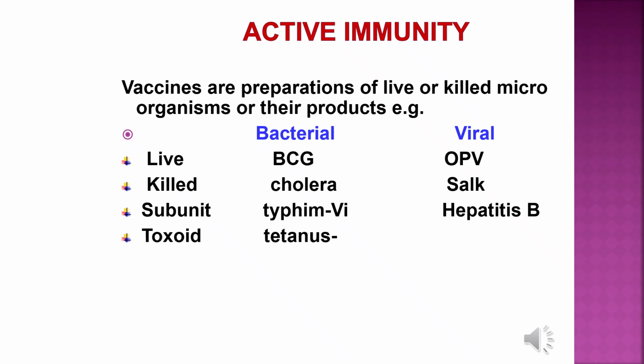So vaccines are preparations of live or killed microorganisms or their products. There are bacterial or viral vaccines, and there are different types. Live vaccine: an example of bacterial is BCG, and viral is OPV. Killed vaccine: an example in bacterial is cholera, and in viral it is Salk, that is for polio. Then subunit vaccine: it is Typhi Vi in bacterial, and hepatitis B in viral. Then toxoid, which can be tetanus in bacterial.